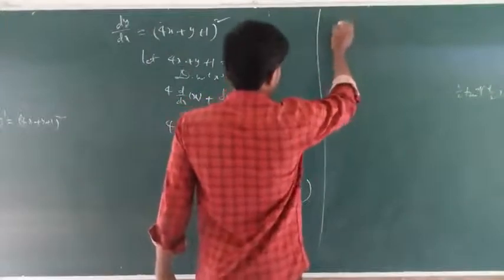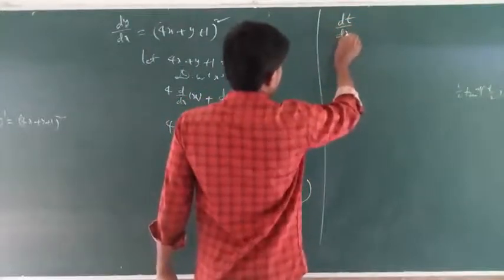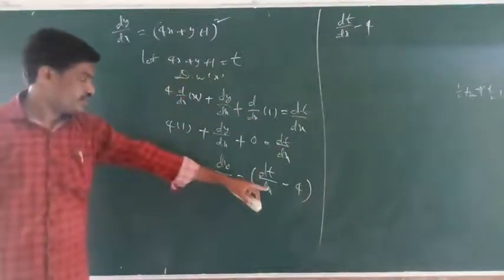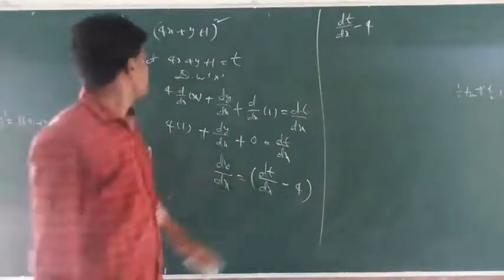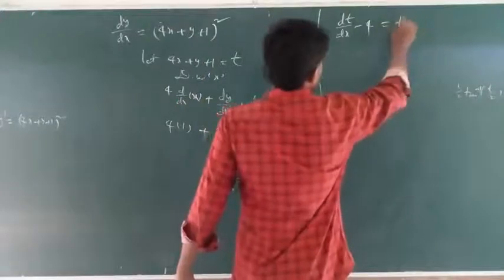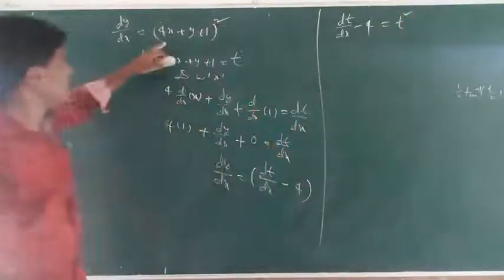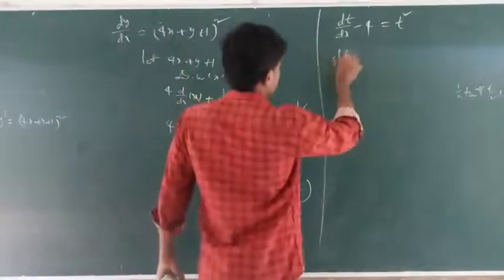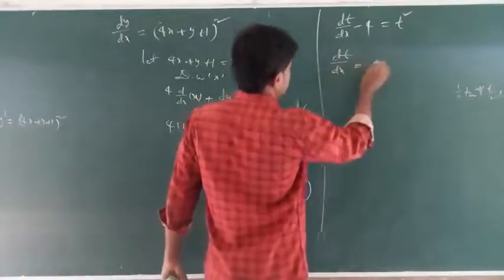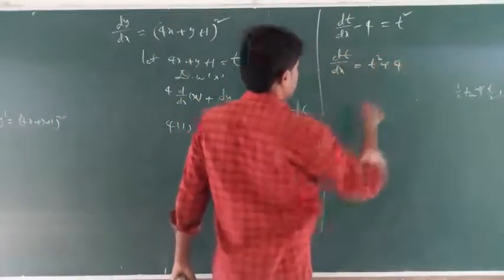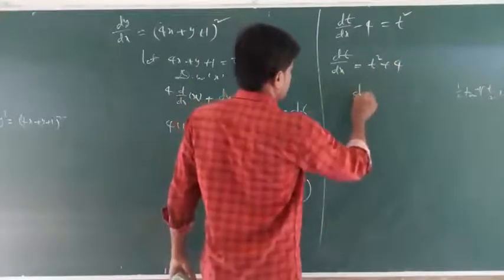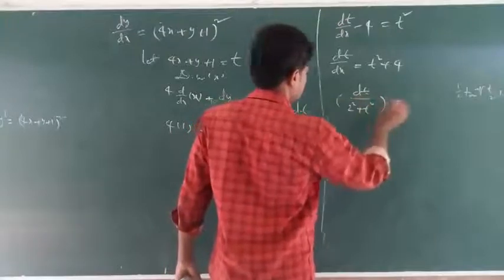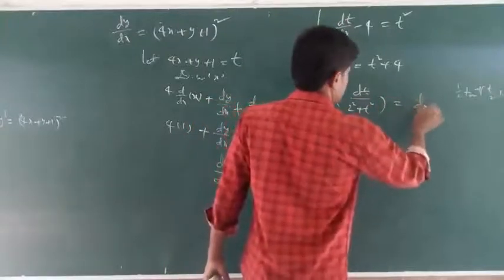Substituting, dt by dx minus 4 is equal to t², since 4x + y + 1 is equal to t. So finally dt by dx is equal to t² plus 4. So finally dt by (2² + t²) is equal to dx.